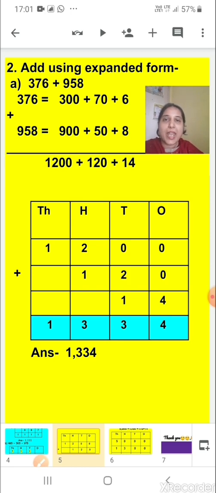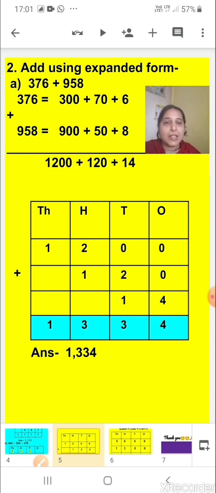So the question number A is 376 plus 958. So first we will write the expanded form of the first addend, that is 376. So what will be the expanded form of 376, children? It will be 300 plus 70 plus 6. Whereas the expanded form of 958 will be 900 plus 50 plus 8.